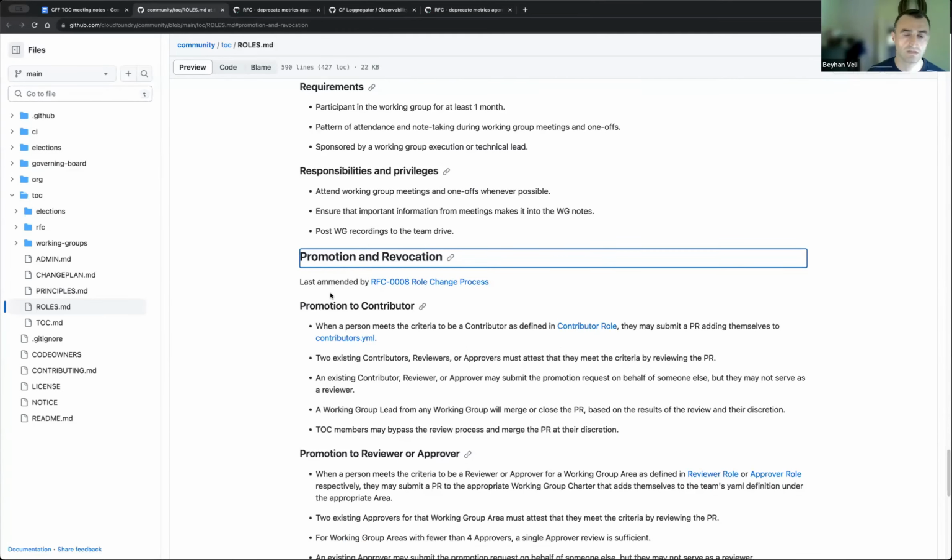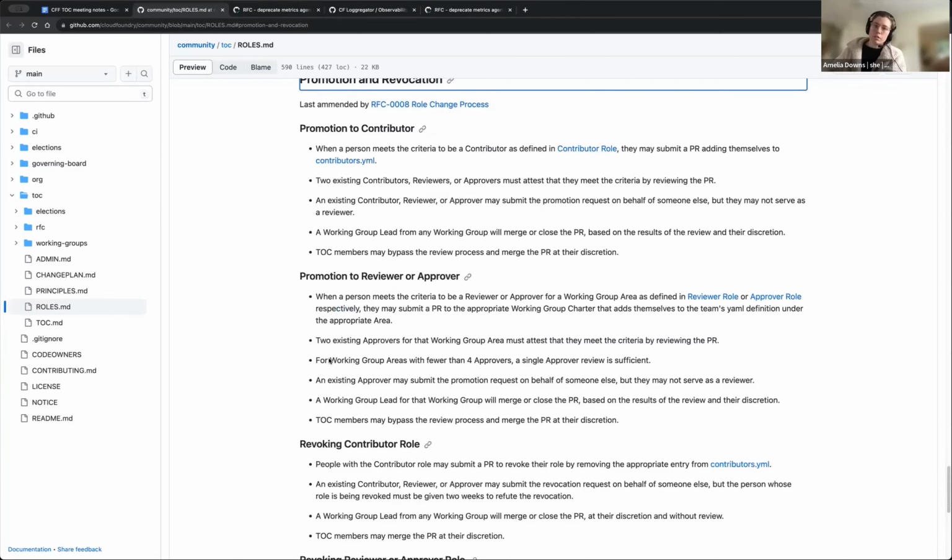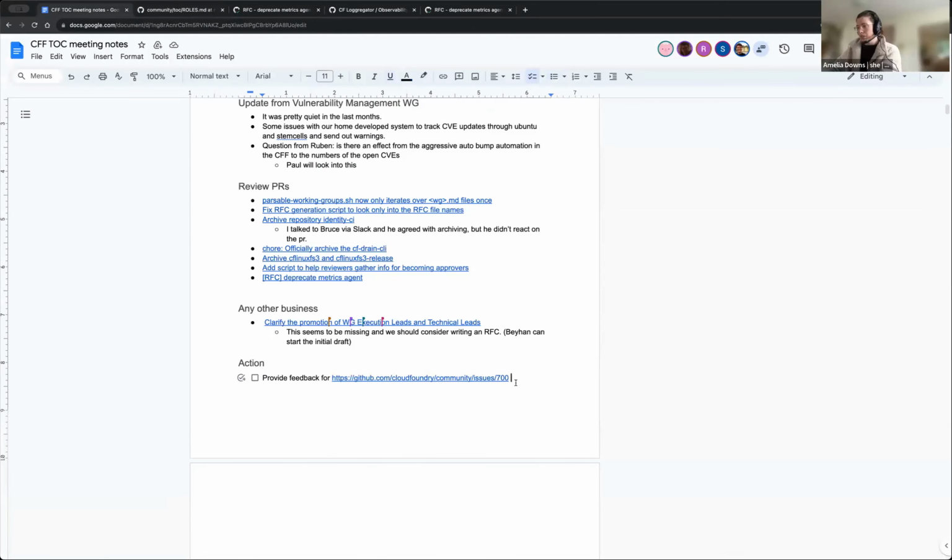I don't know. I can take the action item of writing up an RFC for this, and then I'll propose something that I think is reasonable, and then we can have something specific to argue about. Yeah. Probably some combination of the TOC approves and we open it up for voting from the working group too.